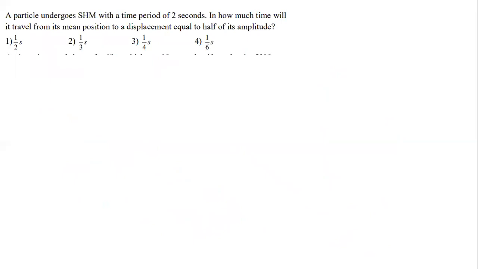A particle undergoes SHM in time period 2 seconds. In how much time will it travel from its mean position to displacement equal to half of the amplitude? So what is the displacement equation? Y is equal to A sine omega t. So y displacement is given A by 2. A by 2 is equal to A sine omega t, omega is 2 pi by T into t. So 1 by 2 is equal to sine 2 pi by what is the time period? 2 seconds into t. Am I correct or not?